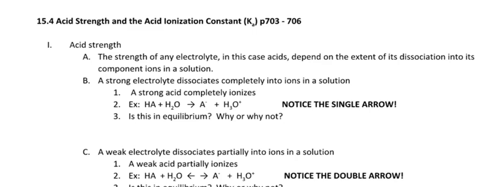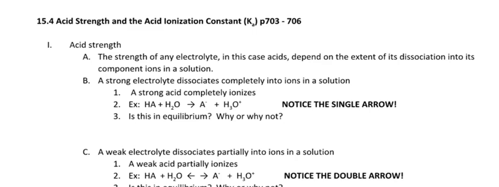So acid strength is the strength of any electrolyte. In this case, acids will depend on the extent of its dissociation. How far does it break up? That's what that means, into its component ions in a solution. So a strong electrolyte dissolves completely, that's a key word, highlight that word, completely, into ions in a solution. So a strong acid completely ionizes, for example, here's one, all right?